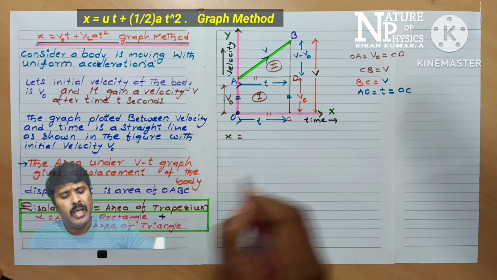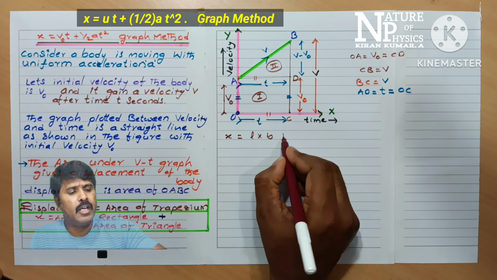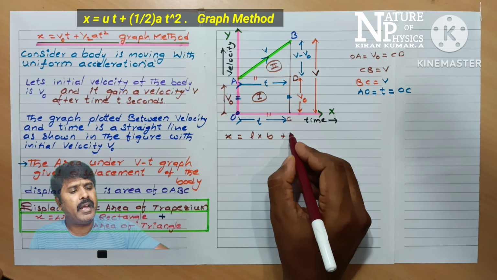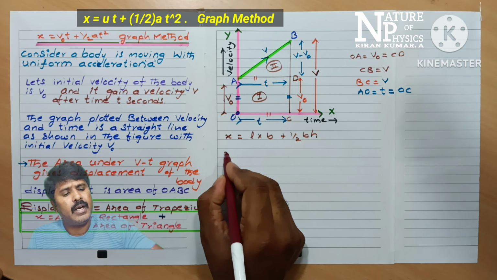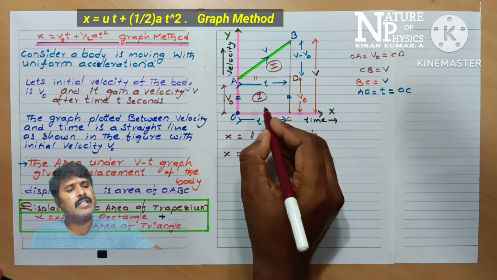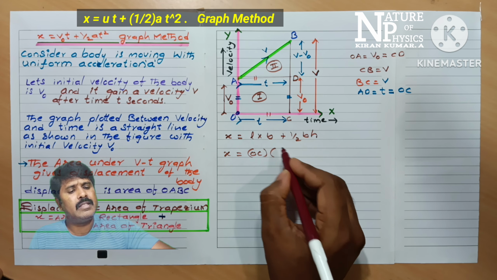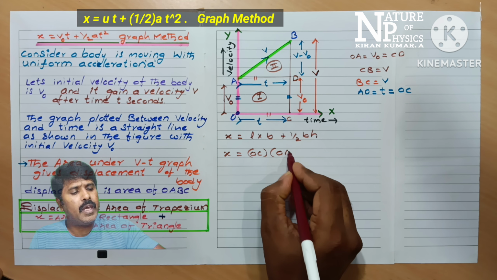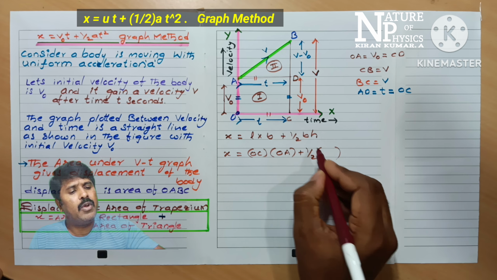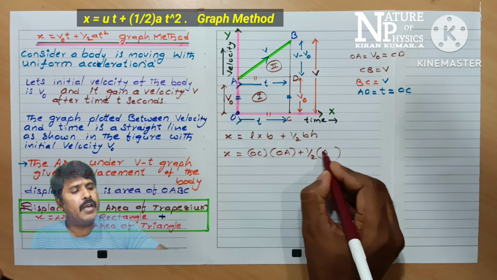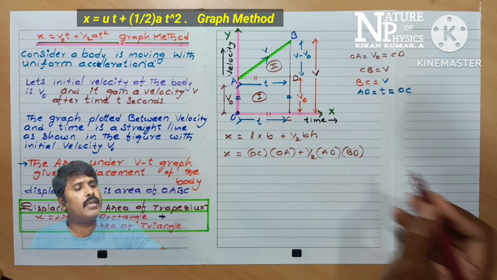Displacement is equal to the area of the rectangle, which is length into breadth, plus the area of the triangle, which is half into base into height. So x is equal to length, represented here by OC, next breadth, represented by OA, student, plus half into base value, which is AD, and the height value represented by BD, student.